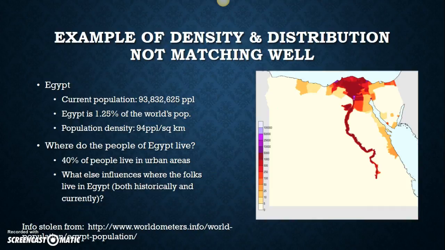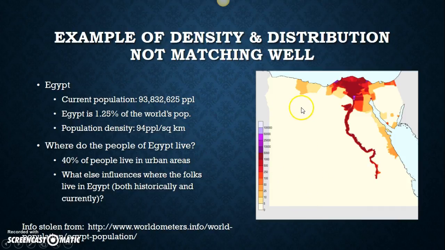So to give you an example of the way this works out, we're going to look at a specific country, and in this case we're going to look at the country of Egypt. Egypt's current population as of this morning, September 30th, 2016, was about 94 million people, which gives it about 1.25% of the world's population, and the population density is 94 people per square mile. Keep that in mind, 94 people per square mile.